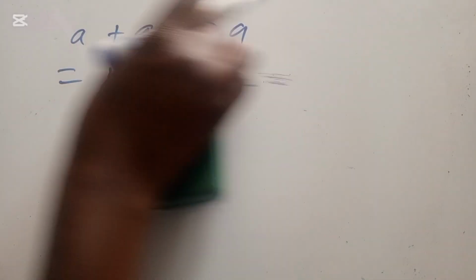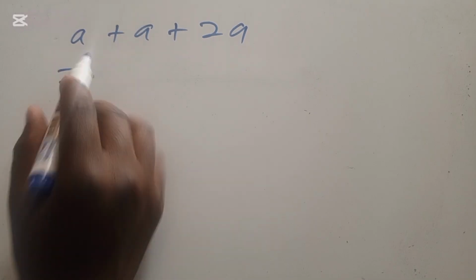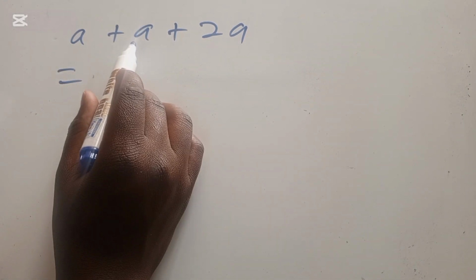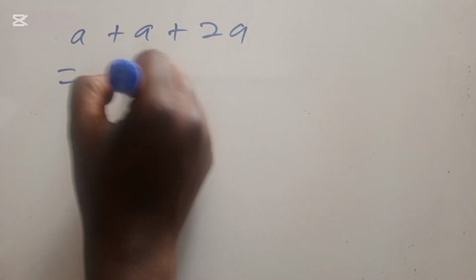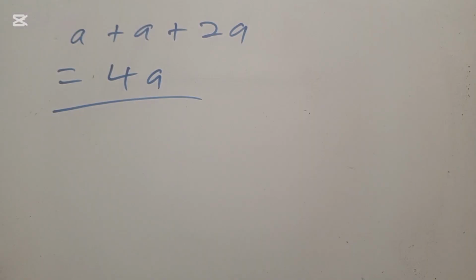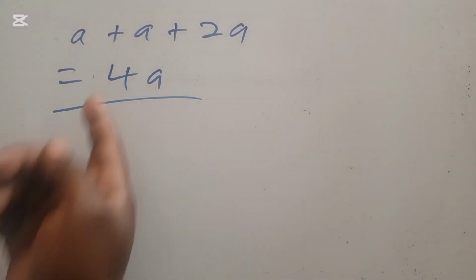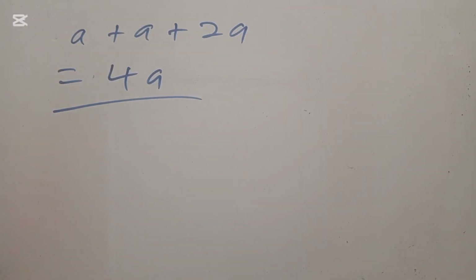But in this question, a plus a is 2a. 2a plus 2a is 4a. So this is a direct answer. Students who might not be able to do it by just looking at it will really struggle doing it with a calculator, because there is no a or x in your calculator.